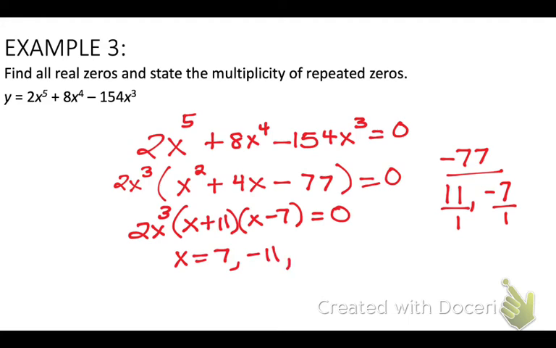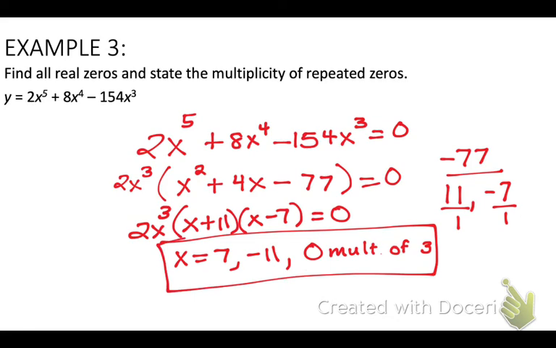What's my 0 here to the 2x to the third? 0. Whenever you have a monomial in front, it's always going to be 0. But since it's happening 3 times, it has a multiplicity of 3. So there would be all 5 of your real solutions. I got 1, I got 2, and then I got 3 zeros happening. So total's 5. So this should always total 5, no matter where you're going. Okay? So we're good with that one?